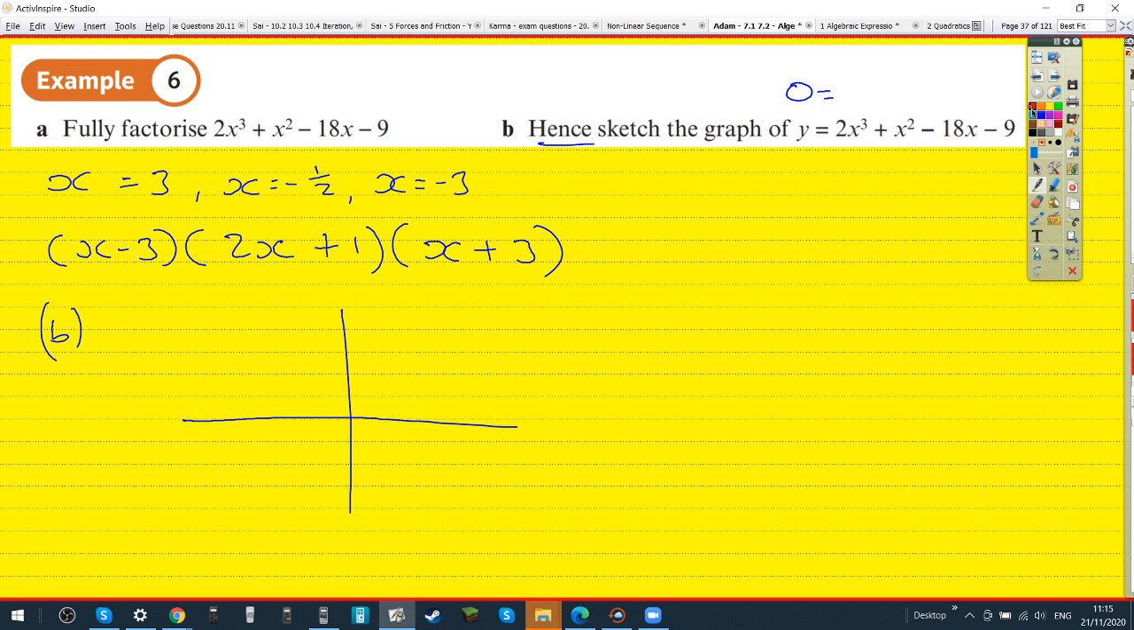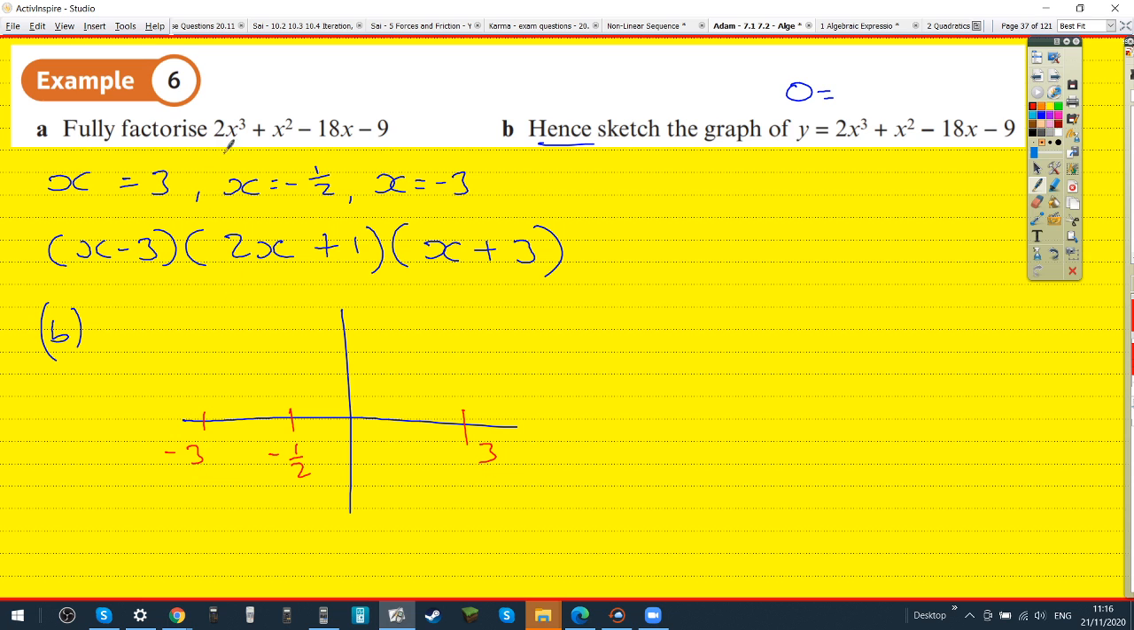So when y is 0, it's on the x-axis, like the y-coordinate is 0. So one is 3. What else? X is minus a half, so that'd be on the left. And the last one would be minus 3, all the way on the left.